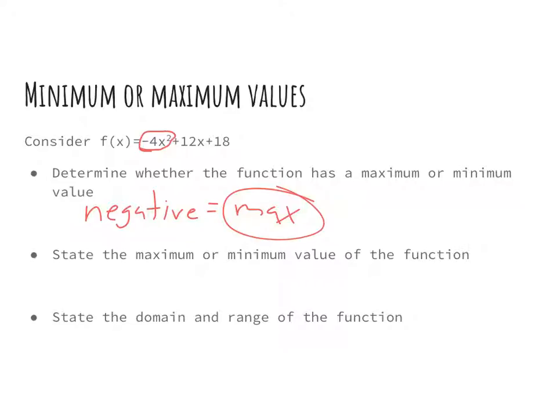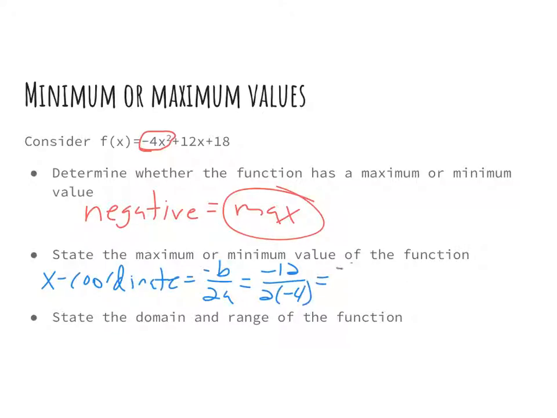In order to do that, we need to know what the x coordinate is. So again, we do negative b over 2a. b is 12. a is a negative 4. 2 times negative 4 is negative 8. The negatives cancel each other out. I can simplify that down. My x coordinate is 3/2.